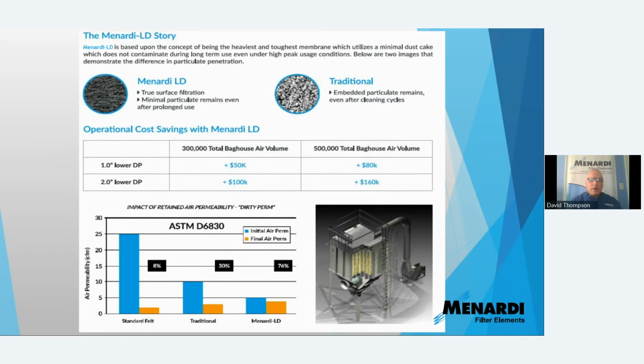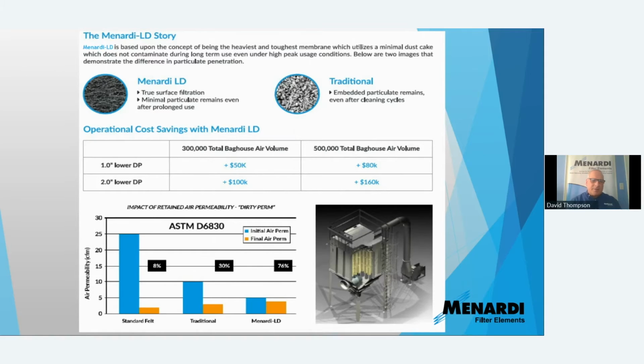Again, the concept of the Menardi LD is based upon a heavier, tougher membrane, which allows minimal dust cake to get into the deep matrix or the tortuous path of the media. You can see from the image on the left a true surface filtration of the low drag, and the image on the right shows the embedded particulate on a standard traditional membrane. This ties into what we talked about in our last webinar, which was low total cost of ownership, and this helps you reduce the total cost of ownership of your baghouse.